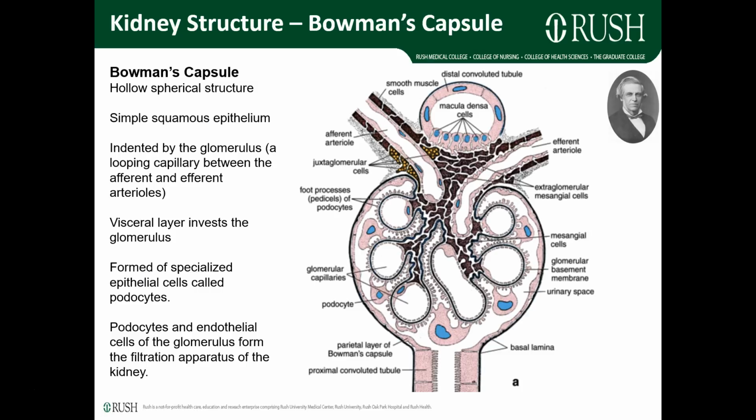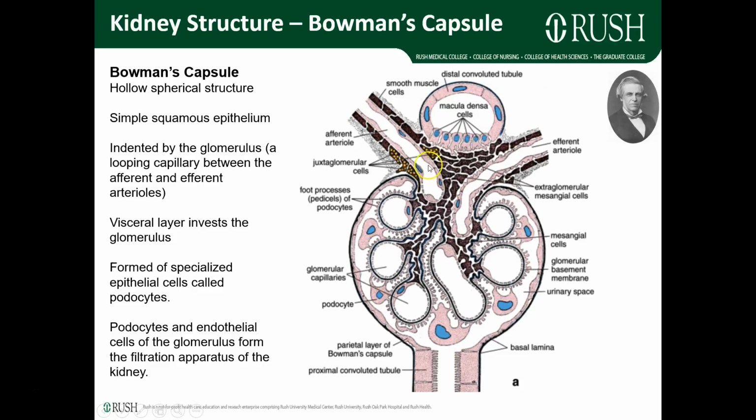So looking at the Bowman's capsule itself, it is a rather complex structure. And again, you are advised to spend some time looking at this diagram here, because that would make life much easier when you are in the lab and looking at histological sections. The capsule itself is a hollow spherical structure outlined here, for example, and it is lined with simple squamous epithelium.